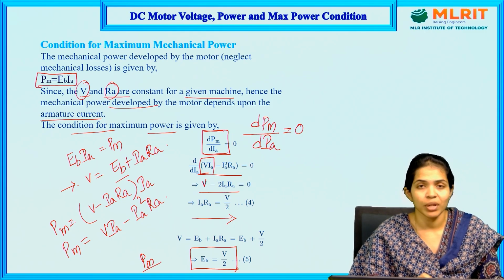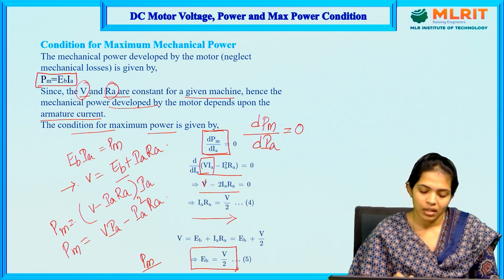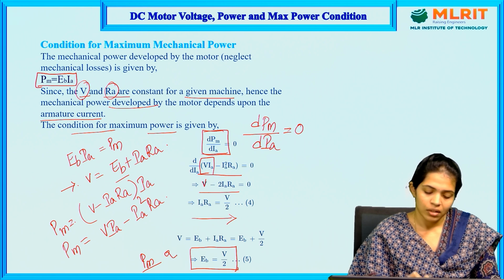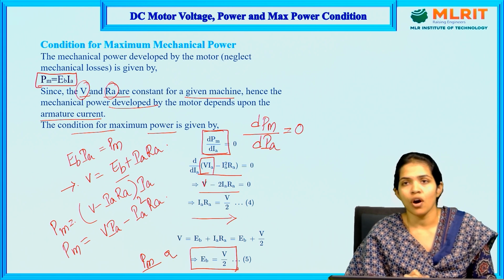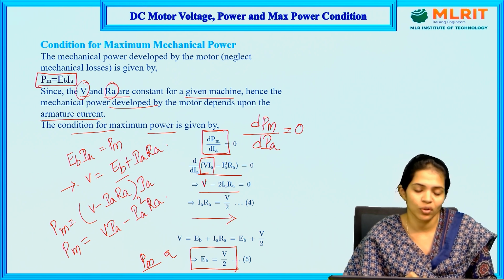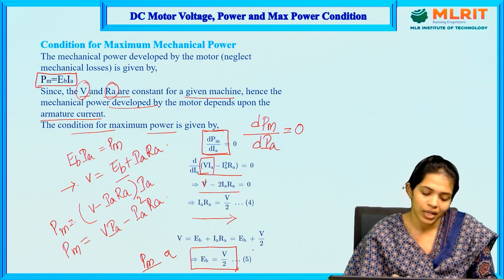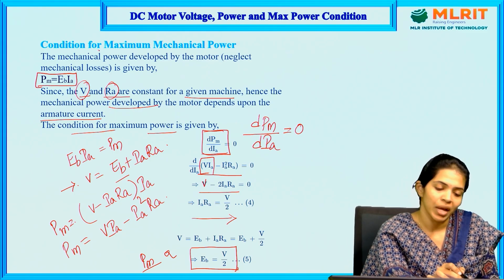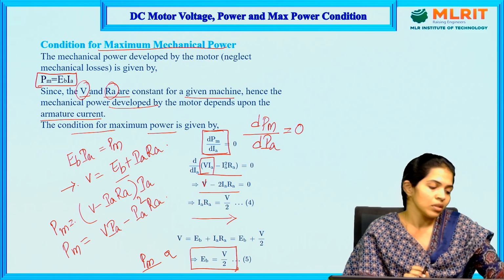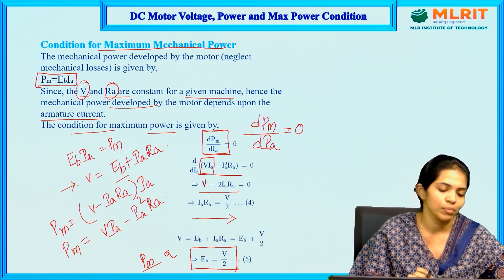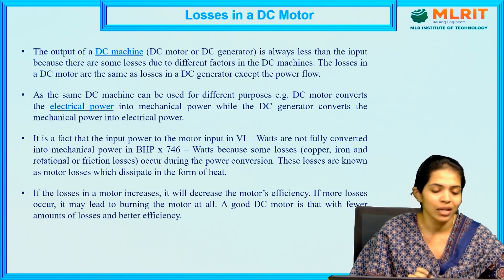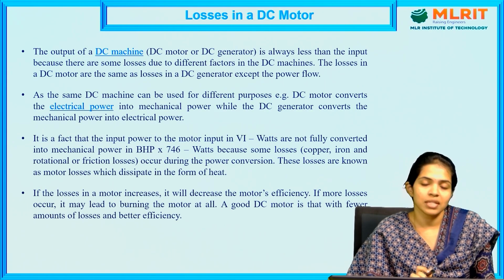That is, when the applied voltage is twice that of the back EMF, or your back EMF is half that of the applied voltage, we get the condition for maximum mechanical power. So this is the required condition for maximum mechanical power. Moving on to the calculation of losses and efficiency.